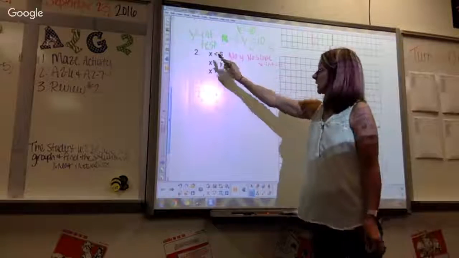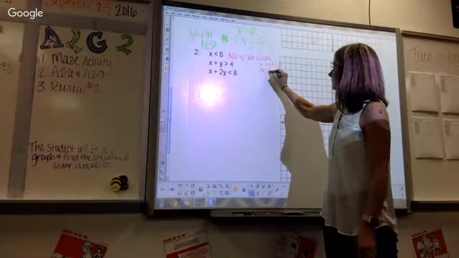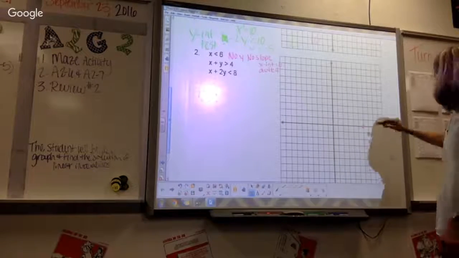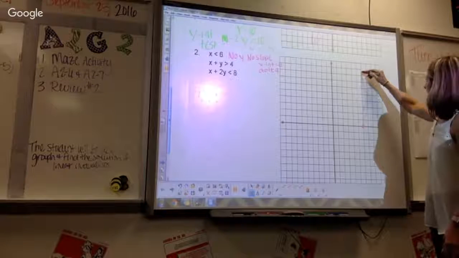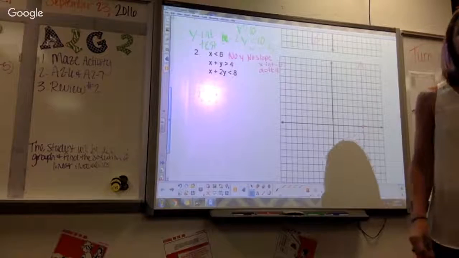And it's less than, it's not equal to, so that would be a dotted line. And it's a vertical line because there's no slope. Okay, so we need to see where we need to shade.